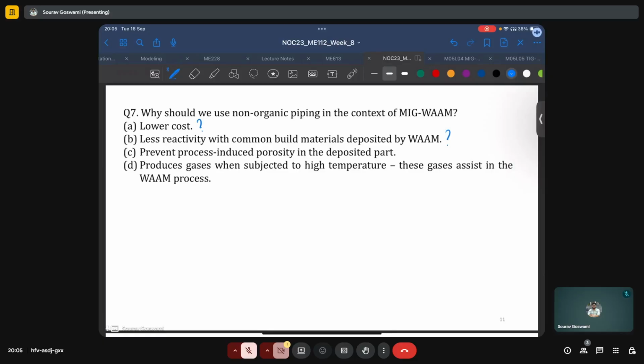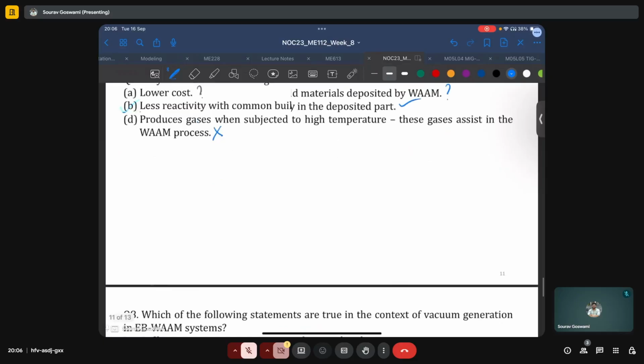Does it prevent process-induced porosity in the deposited part? Yes, it does, as you also saw in the slides, and as Professor Kapil explained during the lectures based on his own experiences and his own experiment. So C is definitely correct. And do these non-organic pipings produce gases at high temperatures which assist in the WAAM process? This is not the case. So option C is correct.